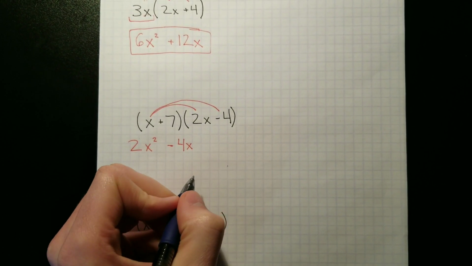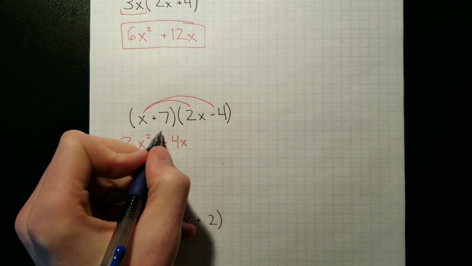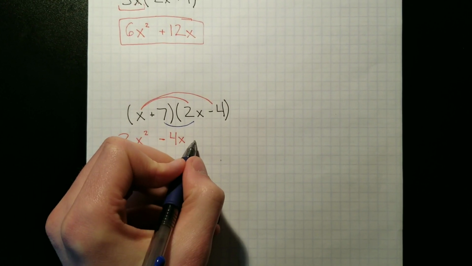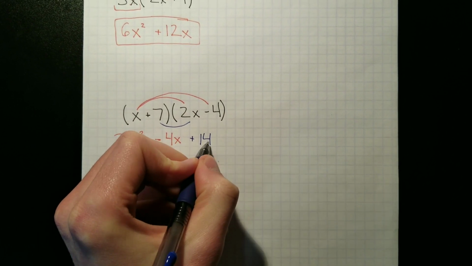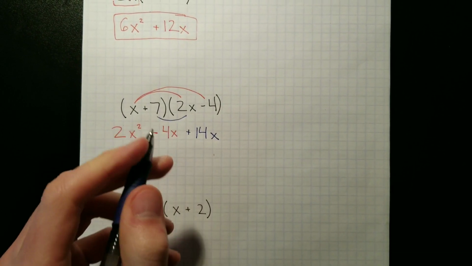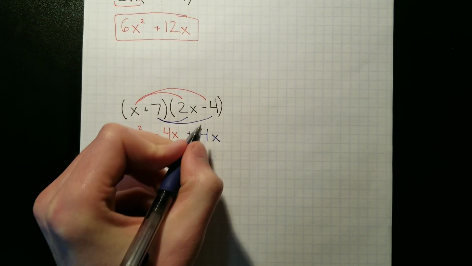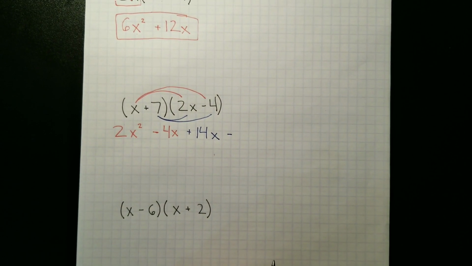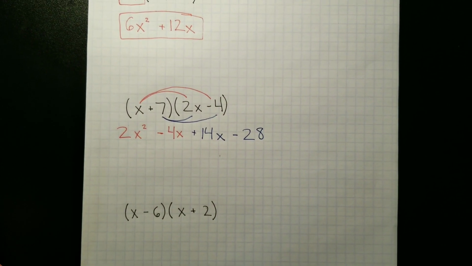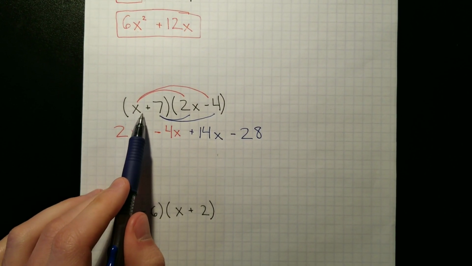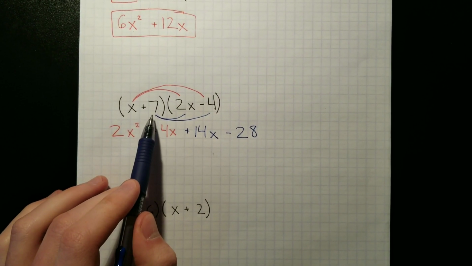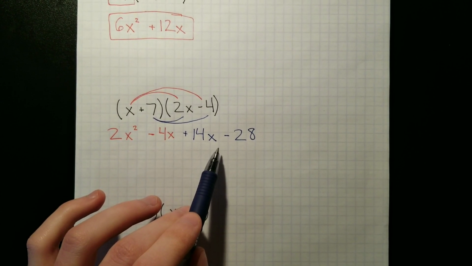Now we need to do a second distribution where we multiply the 7 by both terms. So 7 times 2x: 7 times 2 is 14, and we have an x, so 14x. And 7 times negative 4, that is going to be negative 28. So we have distributed both terms here over to both terms here. And we have this function here.